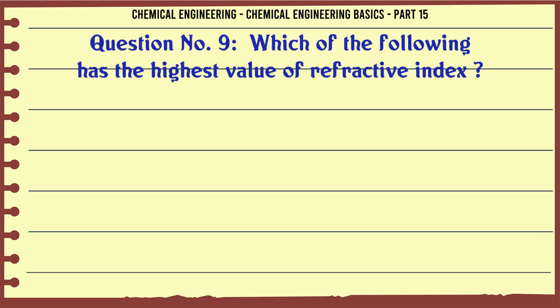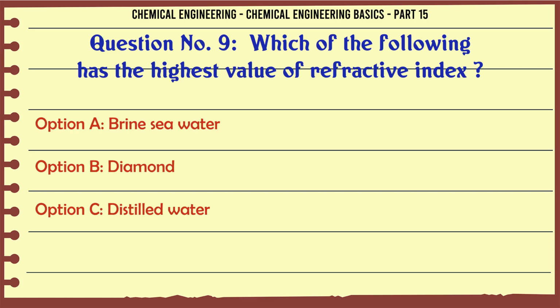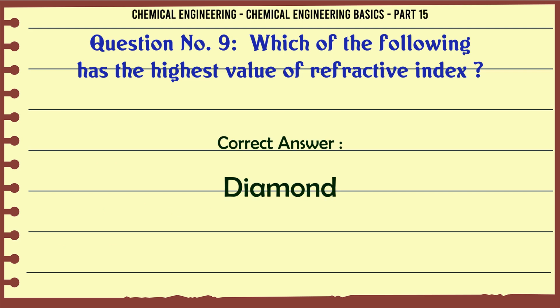Which of the following has the highest value of refractive index? A. Brine. B. Diamond. C. Distilled water. D. Glass. The correct answer is diamond.